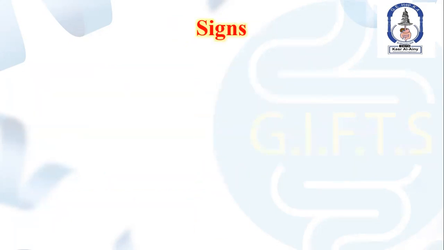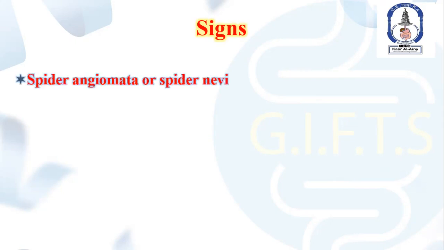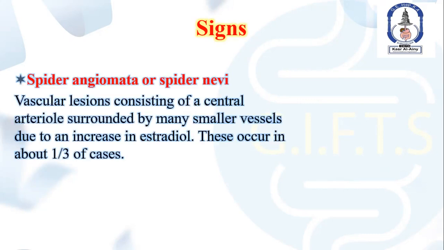So, what are the signs? As we said, it can be divided into cellular failure and vascular failure. And let us know what are the signs of liver cirrhosis. Of course, one is very common, the spider angiomata or the spider nevi, and these are vascular lesions with central arterioles surrounded by many smaller capillaries, and hence the name spider, because it looks like a spider with a trunk and very thin legs. So it looks like a spider.